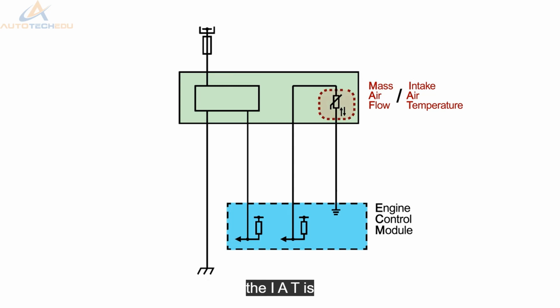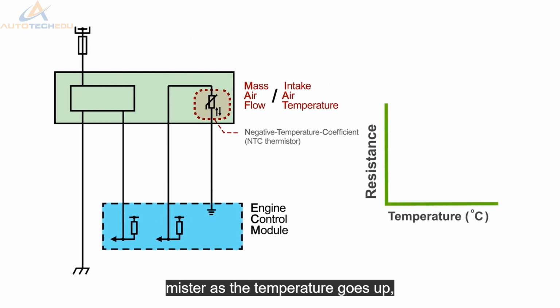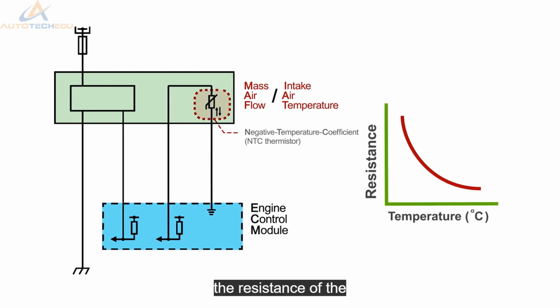The IAT is a negative temperature coefficient, or NTC thermistor. As the temperature goes up, the resistance of the sensor goes down. The IAT sensor has a signal circuit and a low reference circuit. It measures the temperature of the air entering the engine. The ECM uses this signal to make minor corrections to the operating parameters.